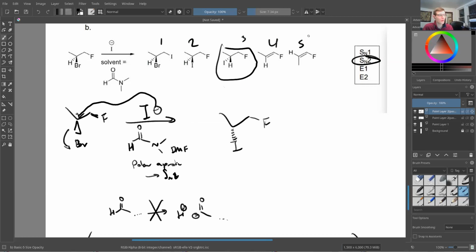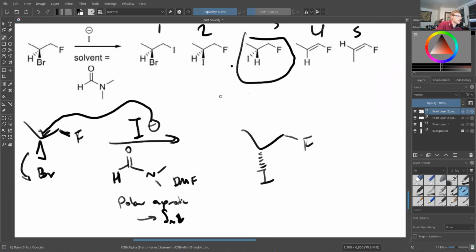Can we get compound number 2? No, I'm seeing nons. Why not? Because the stereochem doesn't flip there. Yeah, exactly. That's right. The stereochemistry doesn't flip. This is not going to go through SN1 because the solvent's not good for it, and also secondary carbocations aren't very good. We don't want those. So 2 is bad, right?